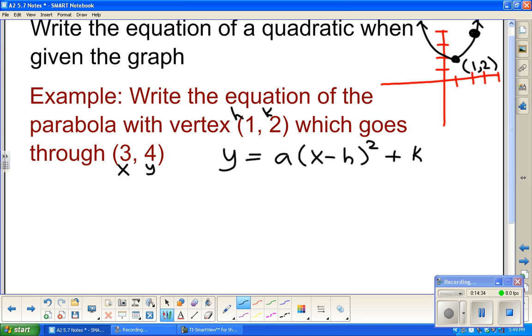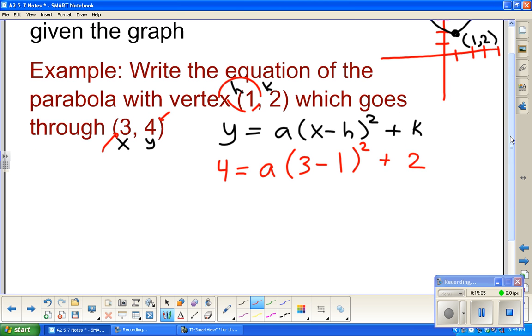Okay, if you remember doing this in linear, when you plugged into y equals mx plus b, it's kind of similar here. The y value we're plugging in is 4. Okay, the a is the thing that we don't know. That's the thing we're going to find. Okay, the x we do know is 3, minus h, which is 1. That all gets squared, plus k, which is 2. And all we really have to do is solve this thing for a, and we can find our equation.